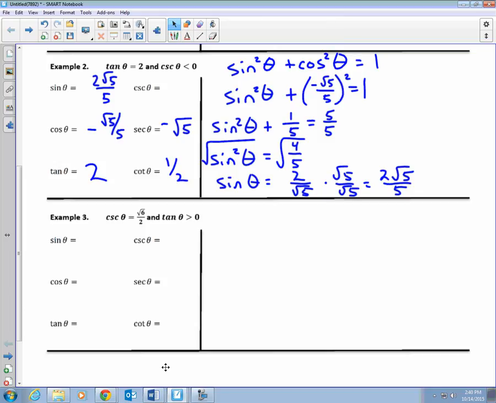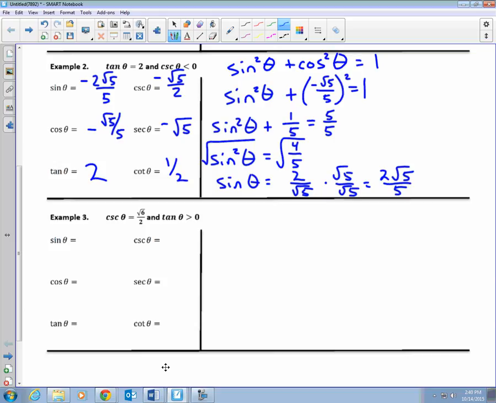How do I get cosecant? What do I do? I take this and I flip it. Now, I don't want to flip that because I get a square root in the denominator, right? So I'll flip this one right here. If I flip that, what do I get? Square root of 5 over 2. Now, which quadrant did we say we're in? Is sine positive or negative in the third quadrant? So I have to list these as both negative. Okay.